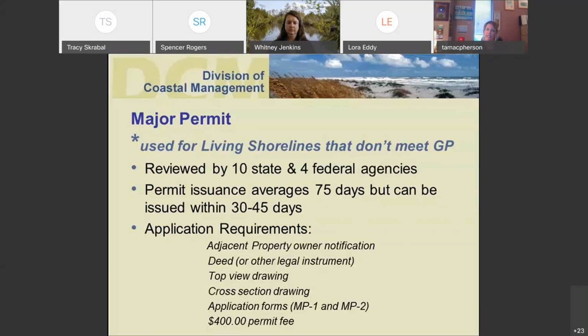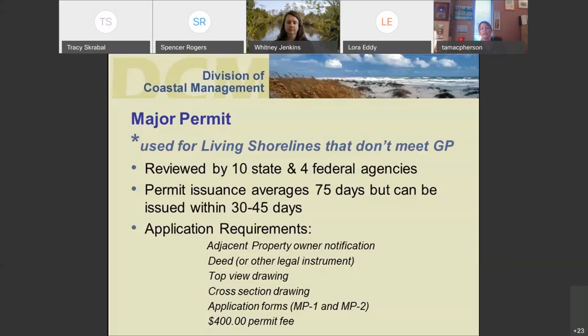This type of permit application is much more involved because of all of the reviewers that are looking at it. Again, you need your adjacent property notifications, but we're also going to ask for a deed and to show that the applicant does in fact have the riparian rights and the ability to apply for a permit. And our drawings have to be to scale. We're going to need a top view drawing and a cross section. We want to know where low water and high water are in relation to your proposal. And all of this in a sort of drawing that can conceptualize the project and the surrounding area.